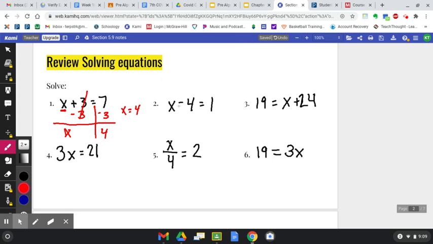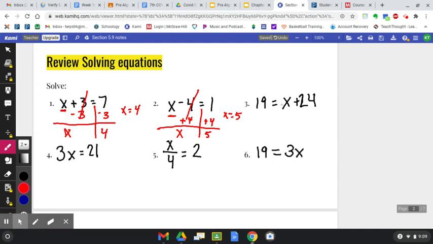Here we have a similar problem, except it's x minus 4. So what number minus 4 equals 1? So here's my variable. The opposite of minus 4 would be to add 4 to both sides. And we would have that cancel. We're left with x. 1 plus 4 is equal to 5. So in this example, x is equal to 5.